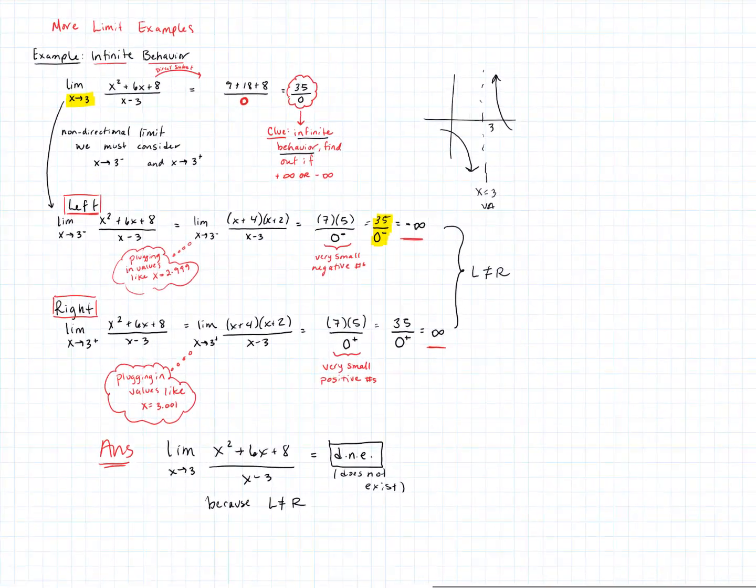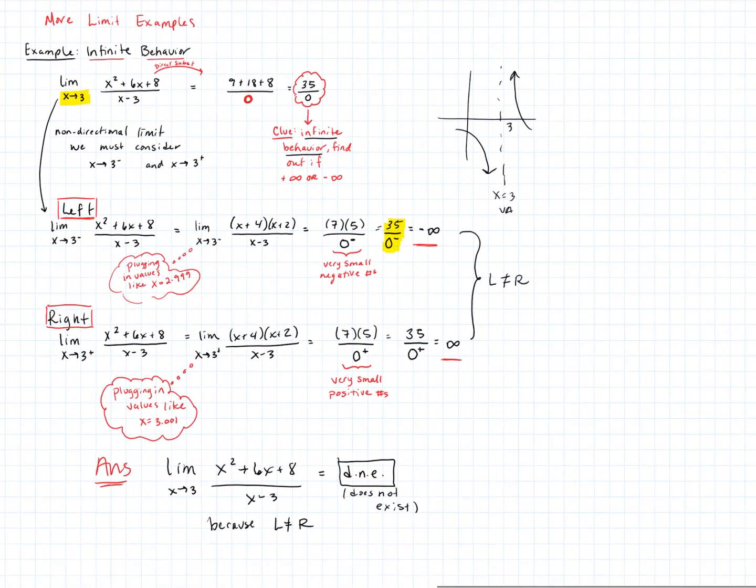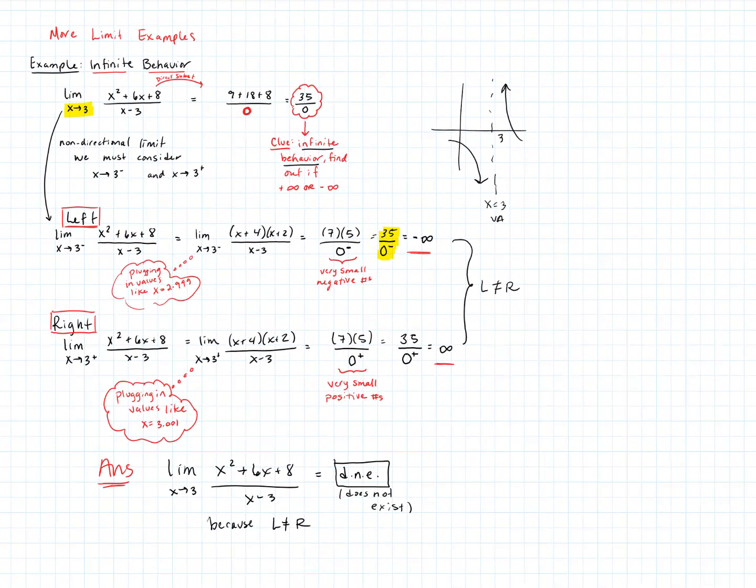Okay. So let's leave that all on one screen here, maybe make it just a little bit bigger. But that is a really nice example of some infinite behavior, proper notation to show what that infinite behavior is on both sides of a value. And when we do have a non-directional limit, we do need to consider both sides in order to make the conclusion here.